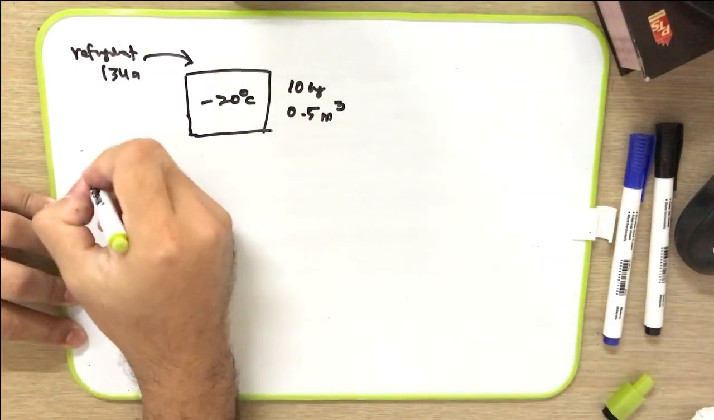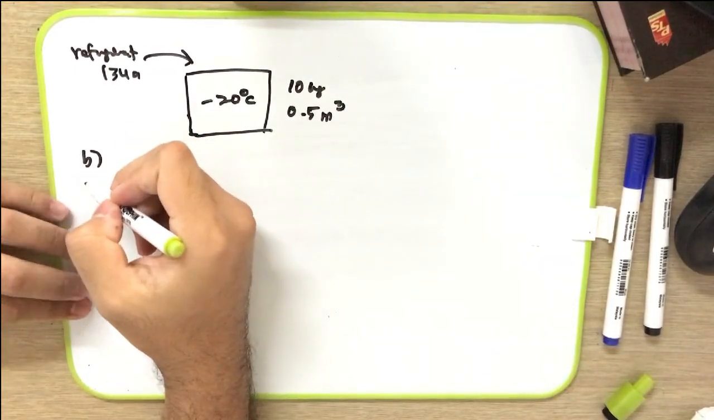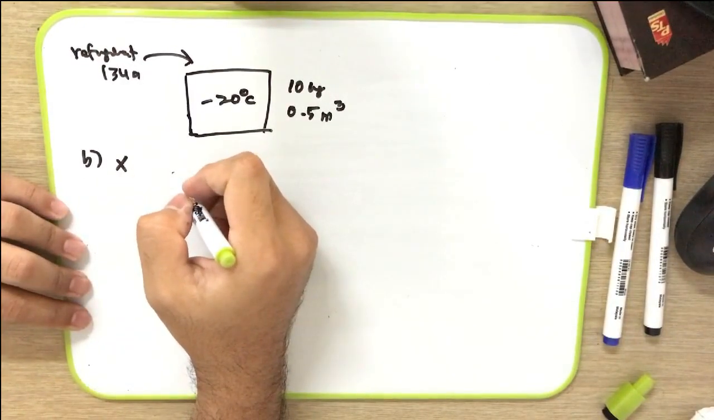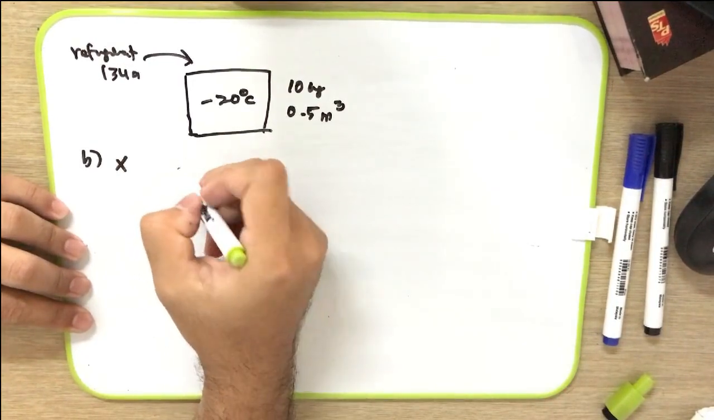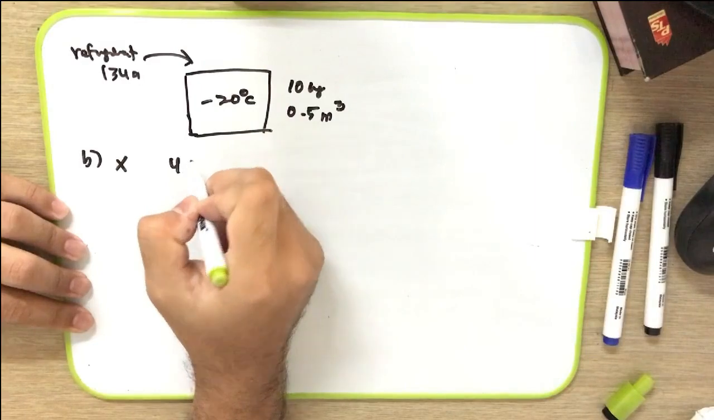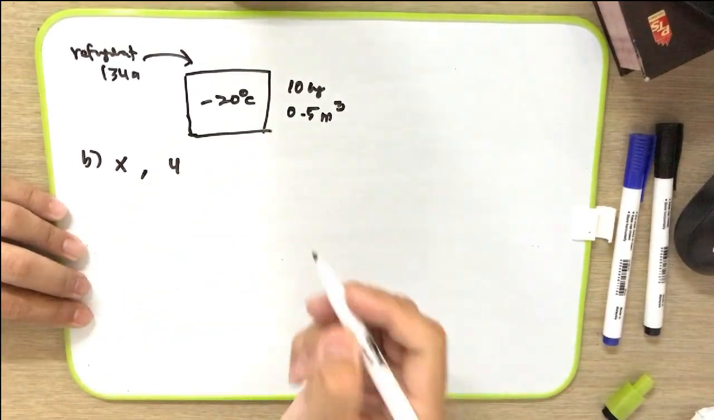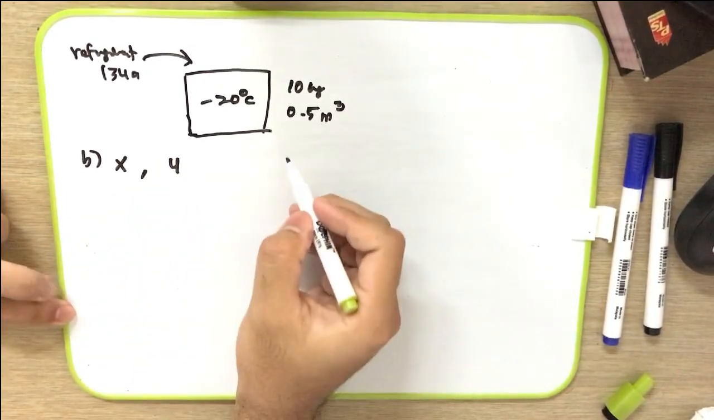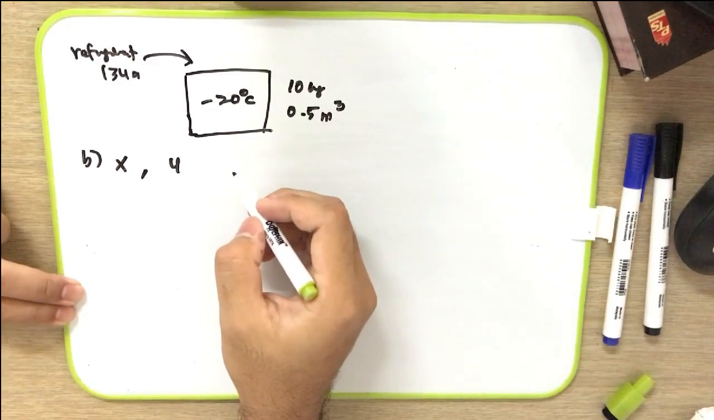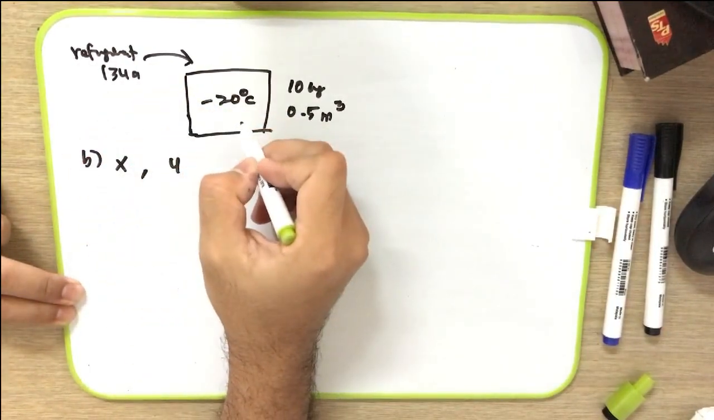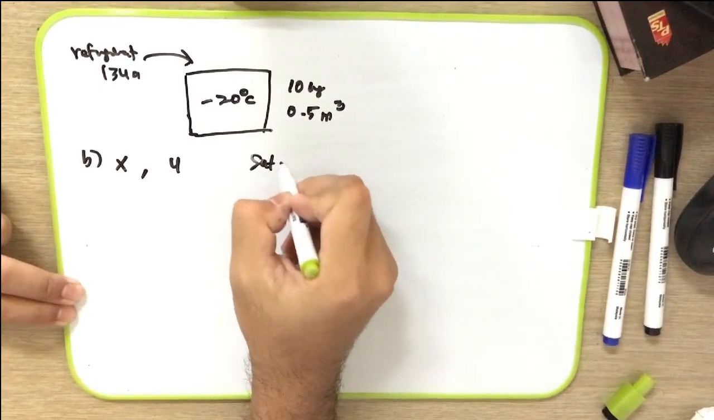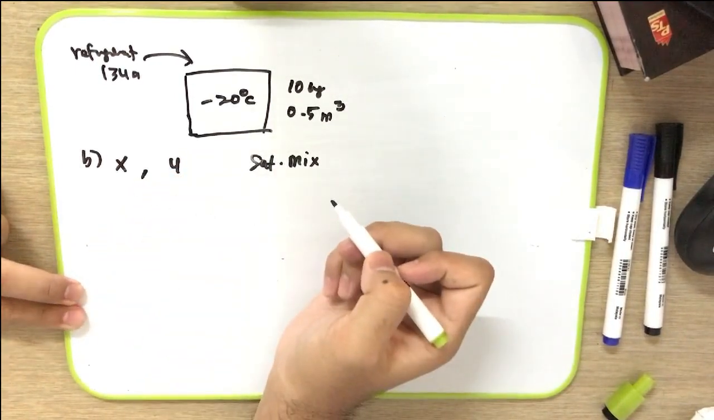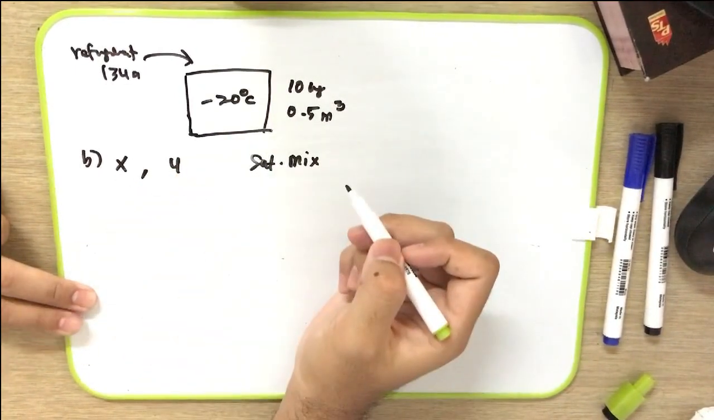Okay, that's question A. Next, question B. We need to find the quality and also the total internal energy, which is U. We have to find X and also U. So how can we find X? We already found just now that the phase of refrigerant inside this rigid tank is saturated mixture. So when it is saturated mixture, of course we need to find X. So the problem is how to find the X.